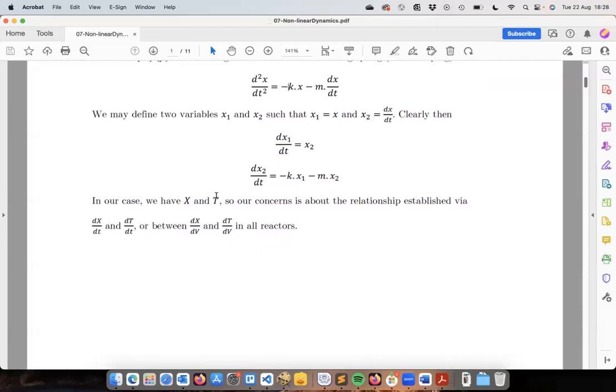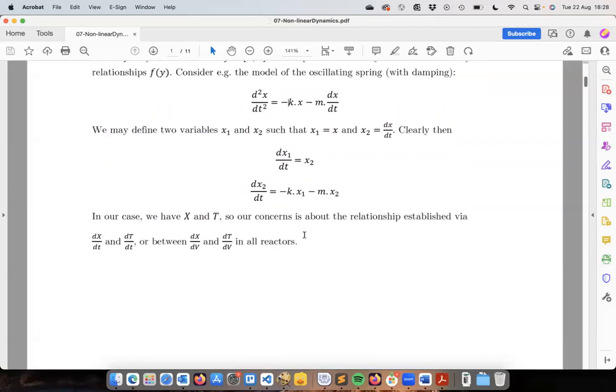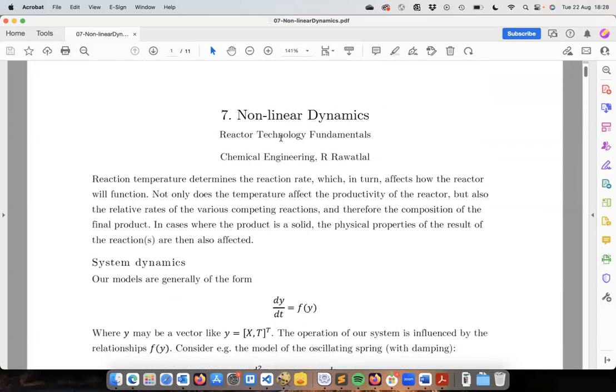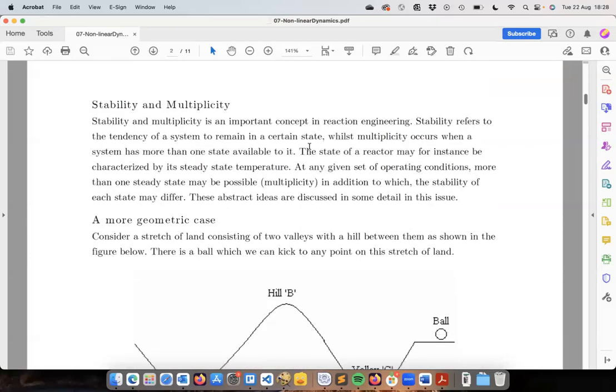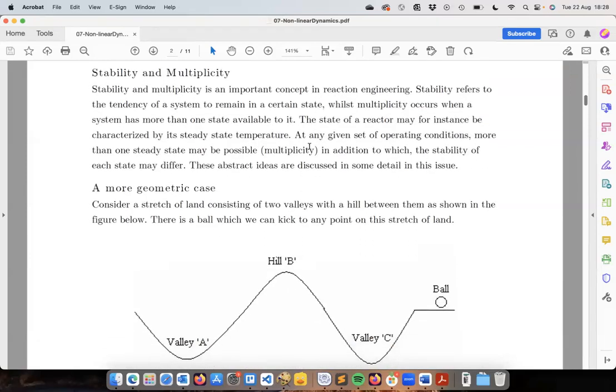We did an entire design of a reactor around the plane X and T. But let's now look for the dynamics. What are all the possible events that could happen in a reactor in terms of X and T? So towards that, let's define first some concepts in dynamics.